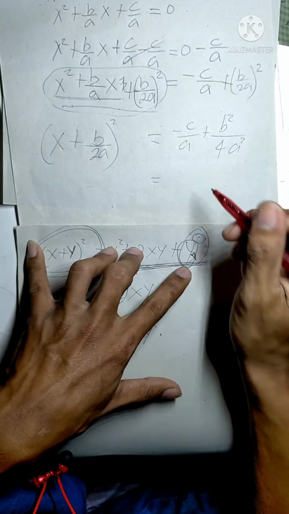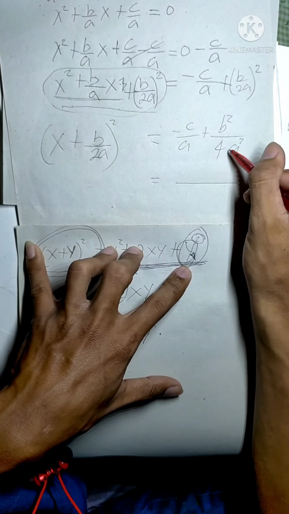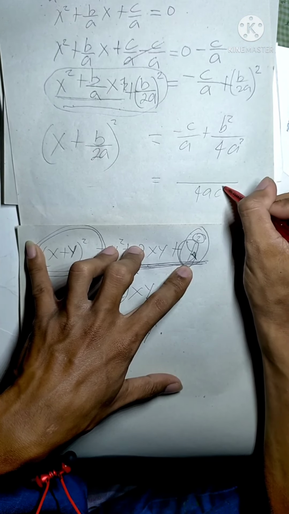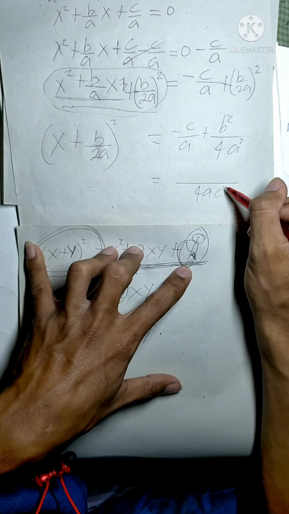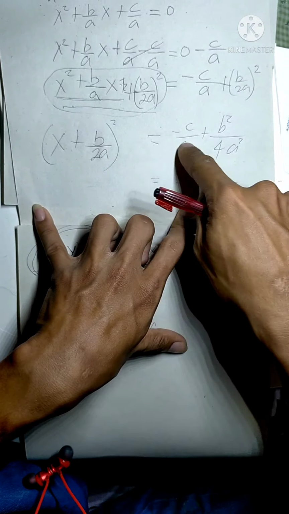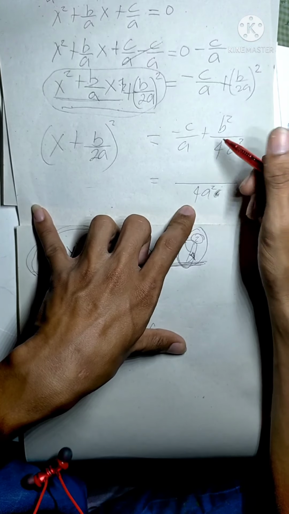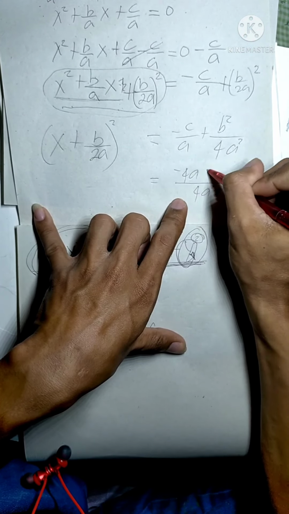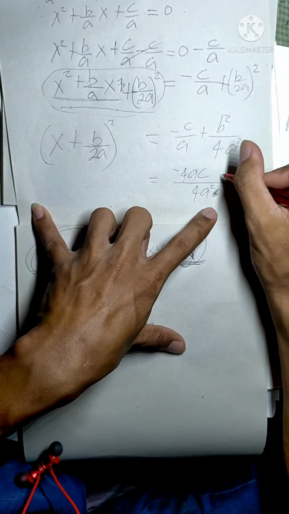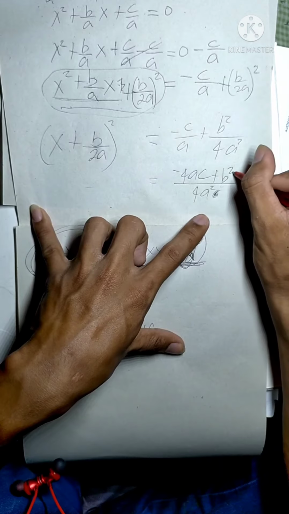Then work on the right side. You have to combine, so look for the LCD. So we have LCD 4a squared. 4a squared divided by a is 4a, times c. So we have negative 4ac. 4a squared divided by 4a squared is 1, times b squared plus b squared.